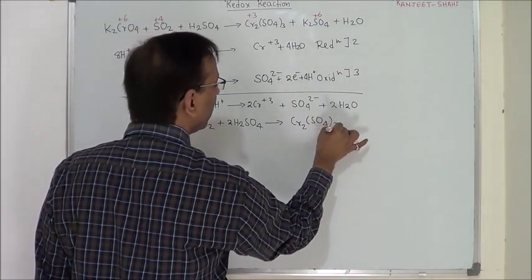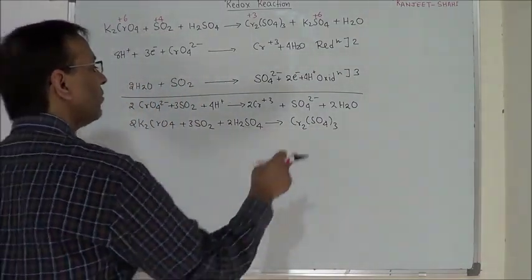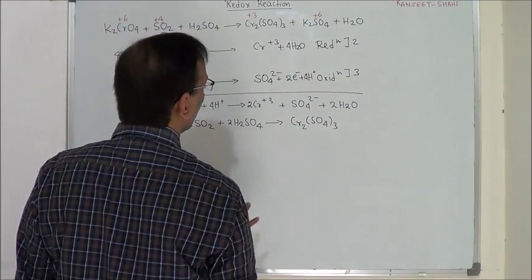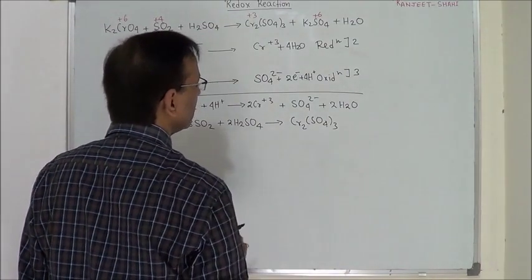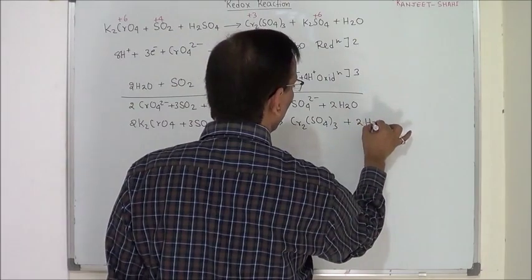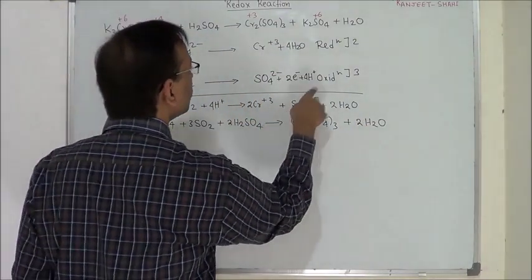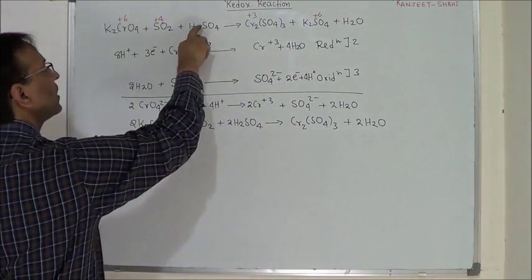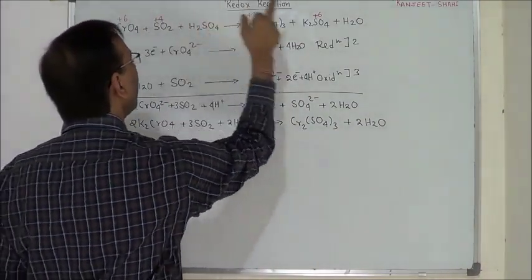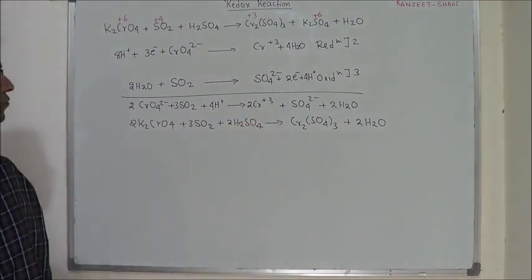Cr2(SO4)3, 2 chromiums already balanced. Sulfate, we won't be writing sulfate now, we'll be writing sulfate at the end. 2 H2O. Why are we not taking sulfate from the valence reaction? Because there are two sources of sulfate. Some sulfates are coming from H2SO4, some from SO2. So now chromium is balanced.